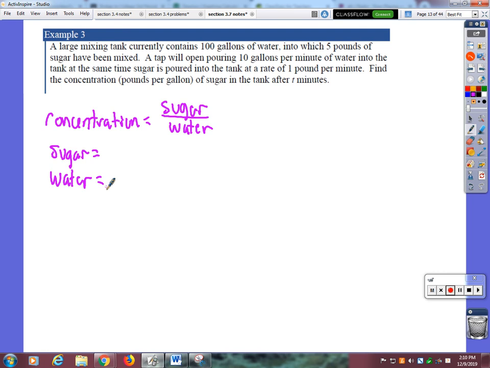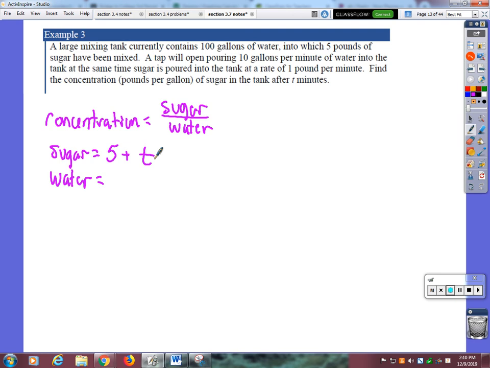What is the formula for the sugar? No overs in just the sugar. We're just asking how much sugar is in there at any time t. It's starting with 5 pounds, so I'm going to go 5 plus how many pounds are being added per minute? 1. So I'm just going to go t, just to tick you off.